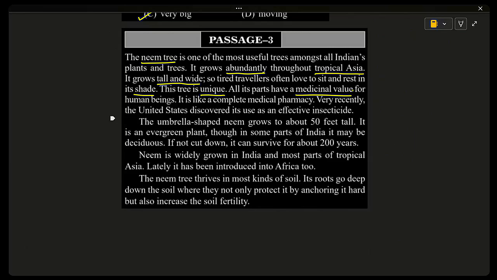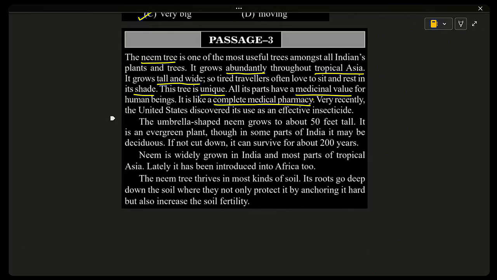So how they are useful for human beings, let us see this. It is like a complete medical pharmacy. You know what is medical pharmacy? Suppose we go to a doctor for any problem and he writes a prescription for us to purchase some medicines. We go to a medical store that we call a medical pharmacy. So this is like a village medical pharmacy, the neem tree. Whatever problems you get, most of the health issues can be removed by the different parts of this neem tree. So how they are useful, let us see.